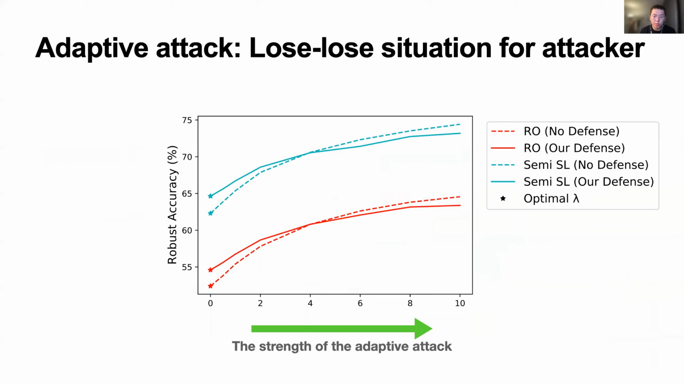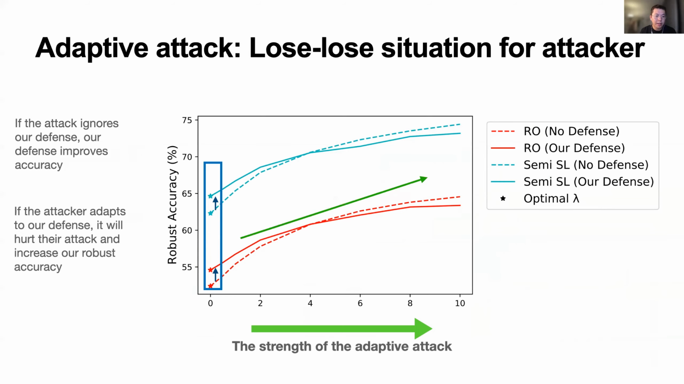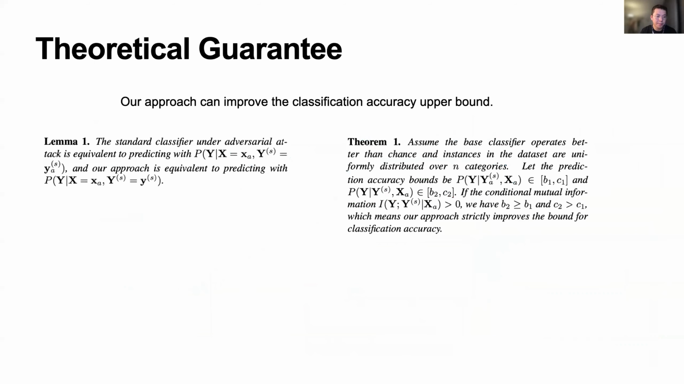We show a lose-lose situation for the attacker. If the attacker ignores our defense, it improves accuracy. If the attacker adapts to our defense, it will hurt the attack and increase our robust accuracy. In addition, we can theoretically prove that our method can improve the robust accuracy. Please check our paper for details.